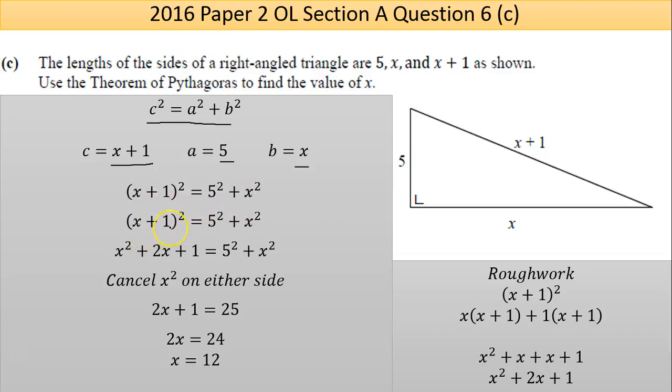So expand x plus 1 by x plus 1, and I should get an answer of x squared plus 2x plus 1. Now that becomes equal to 5 squared plus x squared. Bring them all to one side. Bring the x squared across, and x squared take away x squared is gone.